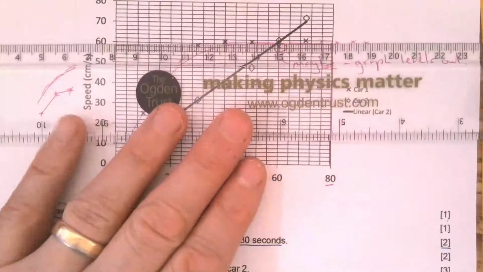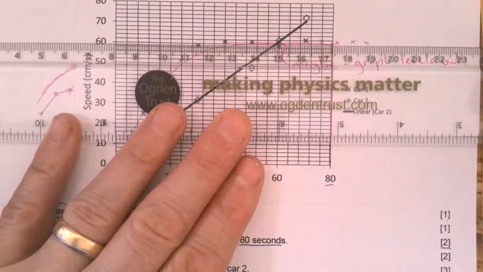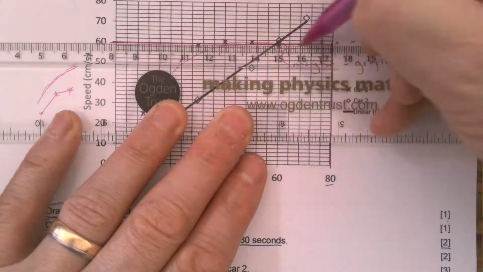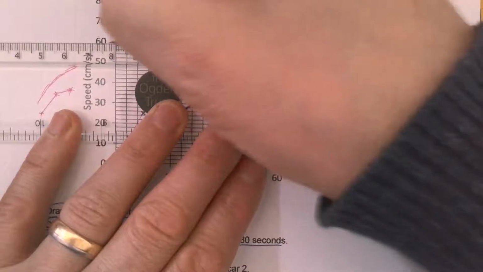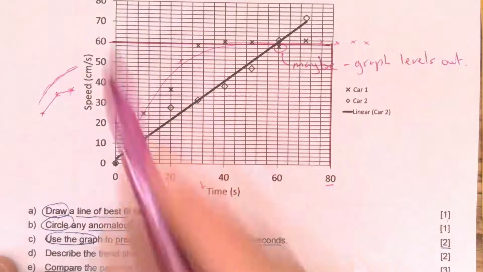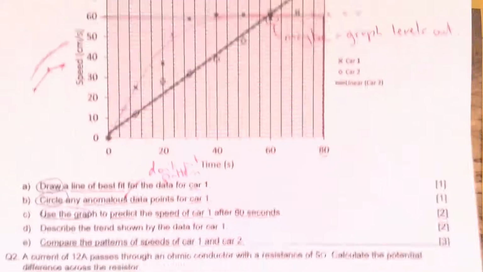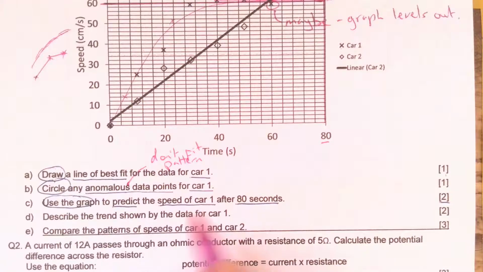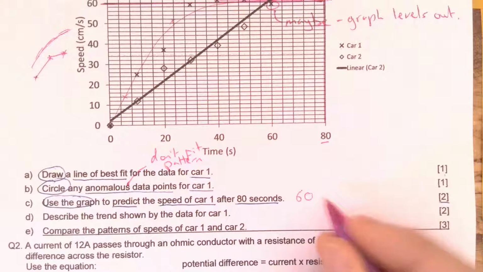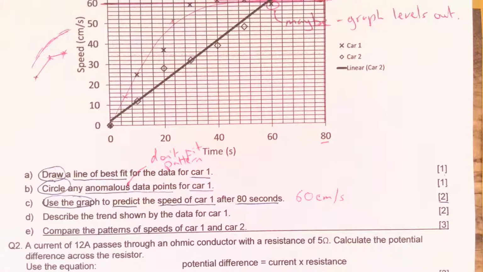And a line straight across. There. And it looks like that's very, very close to 60. So use the graph to predict the speed of car 1 after 80 seconds. That's going to be 60, and the units are centimeters per second.